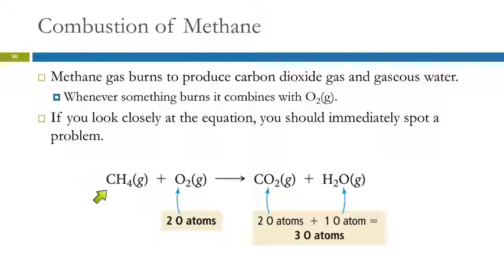So if we look at what's going on here, there's one carbon atom here, and there's one carbon atom there. Here there's two oxygen atoms. There's two oxygen atoms there, but then there's another one over here. So building with Legos, you're not going to have enough of the oxygens to make both of these things.